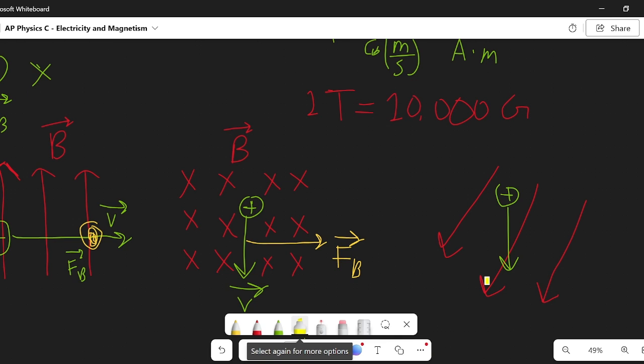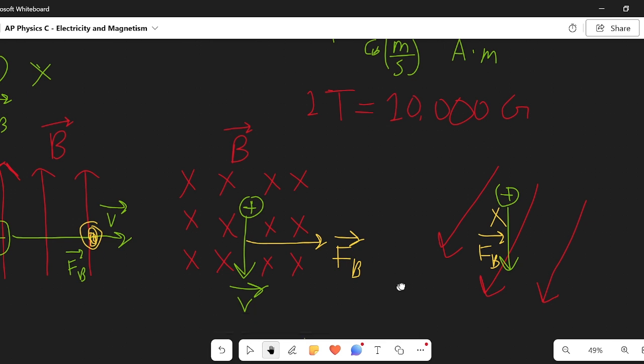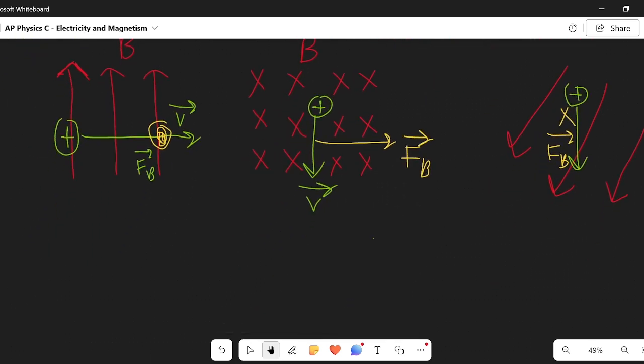So if you point it, for example, down and then to the right, like so, it's just going to curl into the screen. If you point your hand like this and curl it like this, your thumb's going to point into the screen. So then we will have an X, and this is going to be FB. It's just going to go into the screen. Hopefully this gives a good idea of how to use the right hand rule.